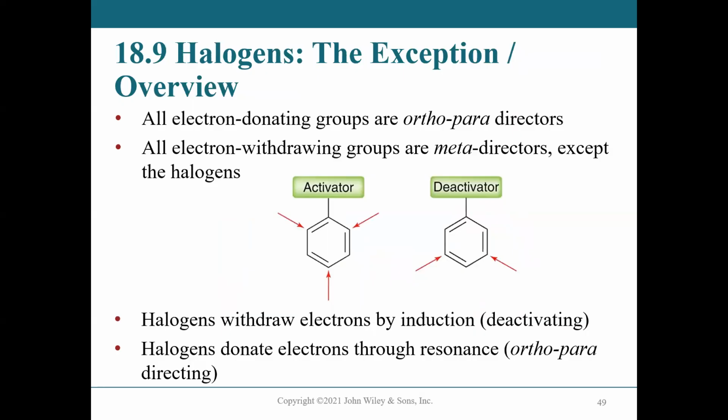So all electron donating groups are ortho-para directors. Electron donating groups, what did we see? Remember toluene? This was electron donating, and they are ortho-para directors. All electron withdrawing groups, we just had an example of an electron withdrawing group, didn't we? With an NO2 group, they're meta directors, except the halogens. Halogens withdraw electrons by induction, deactivating. But halogens donate electrons through resonance, ortho-para directing.